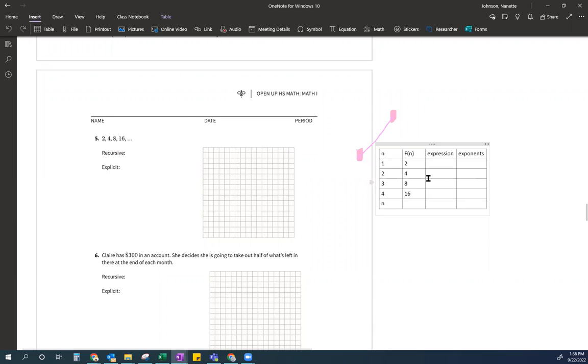So I say in my brain, this is Ms. Johnson in her brain. I do bottom divided by top. So in this case, it's 4 divided by 2, which is 2. So that's my multiplier. I guess I should label that. So that's what I'm doing in my brain.